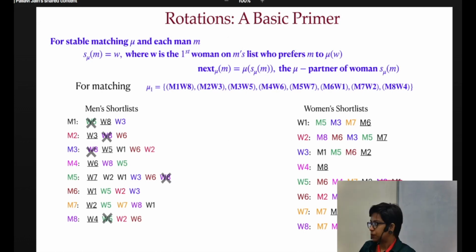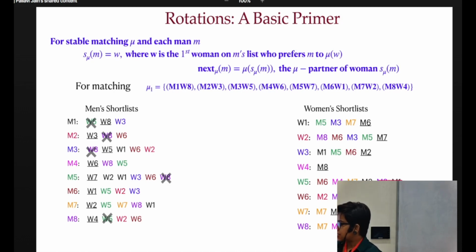Okay? So basically the woman who is sitting right behind my current partner, her mu partner is what the next function is pointing to. So in this example mu1, let's just see what this thing is. So in mu1 matching, man M1 is matched to W8. Can you see the underline that W8 is his current partner, okay? So who should be his successor? A successor is the woman who is right behind his current partner. W3, exactly. So for M2, who is the successor?